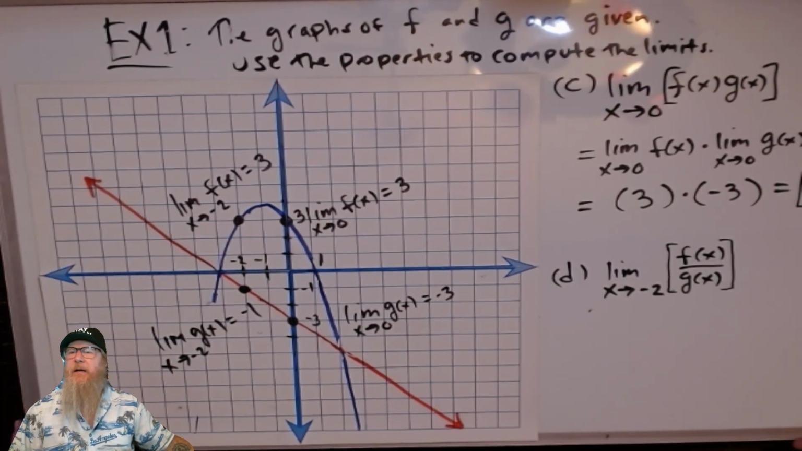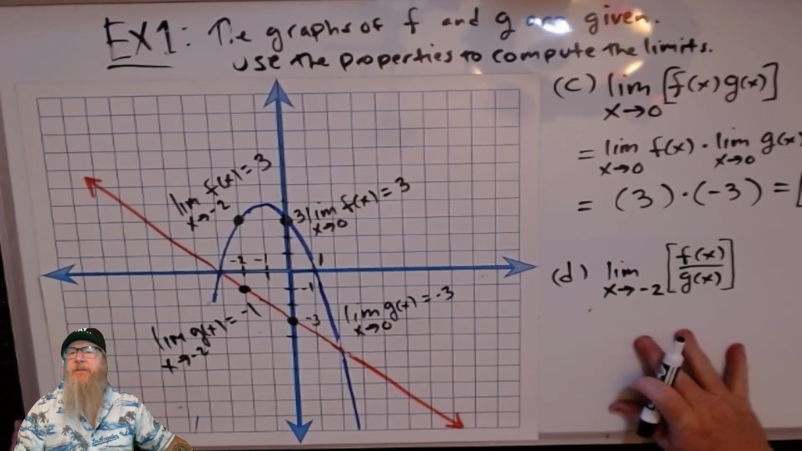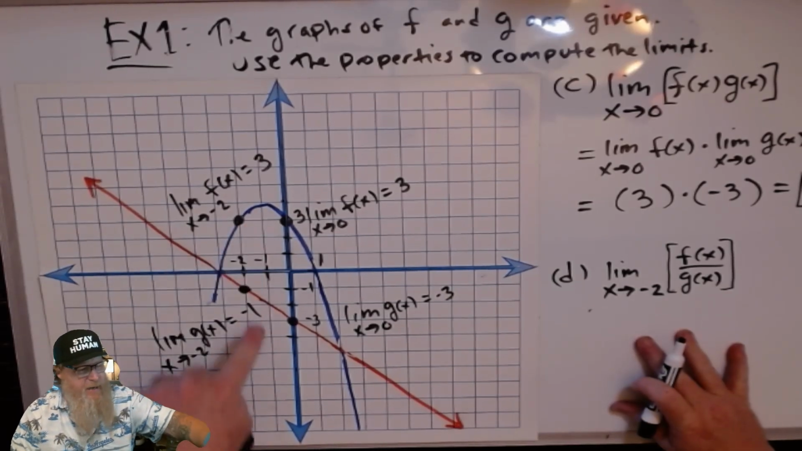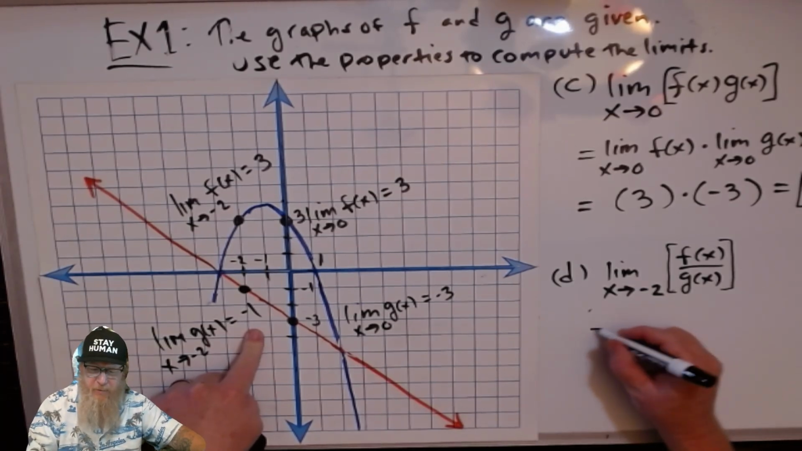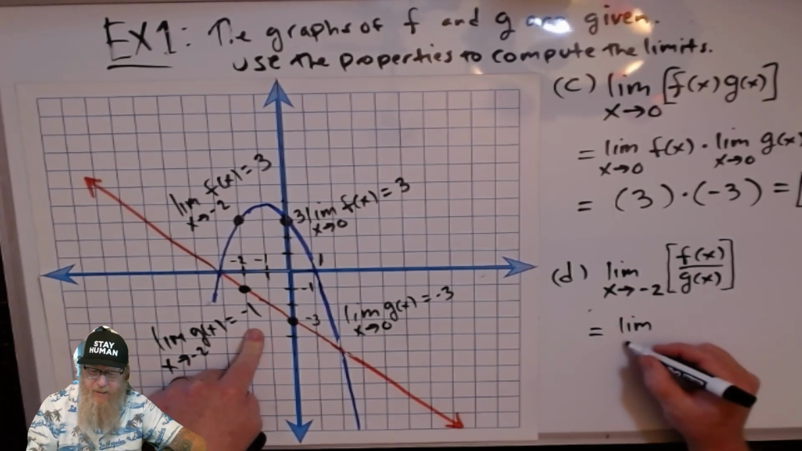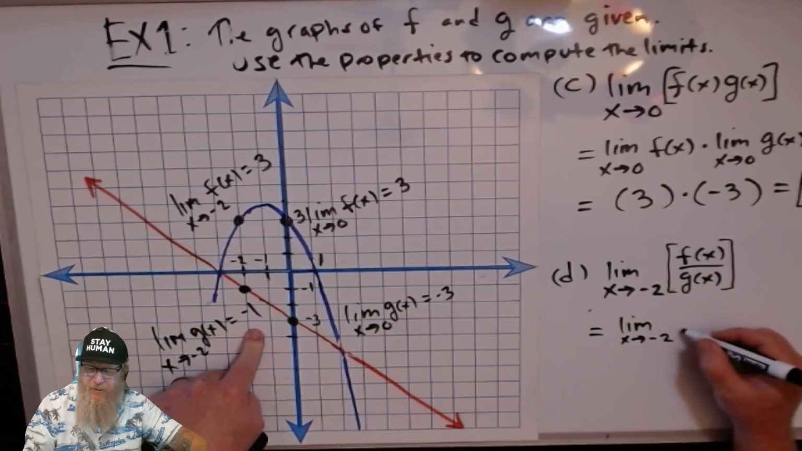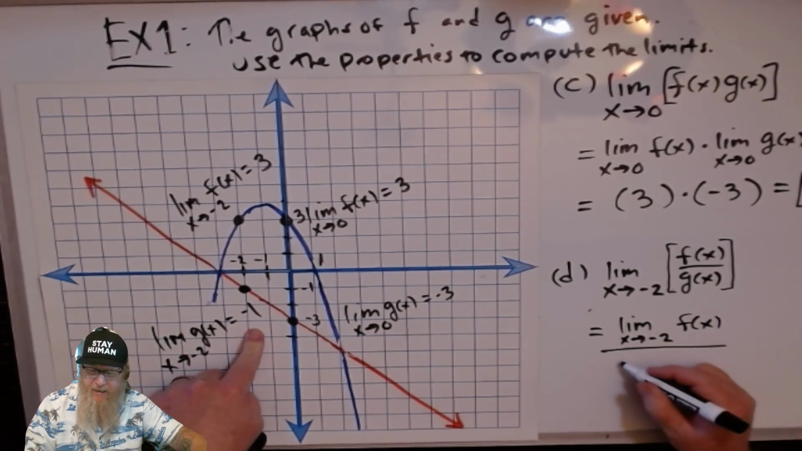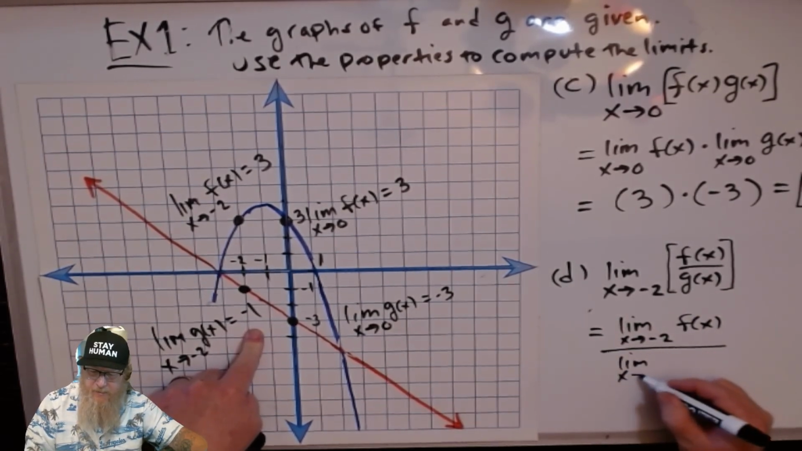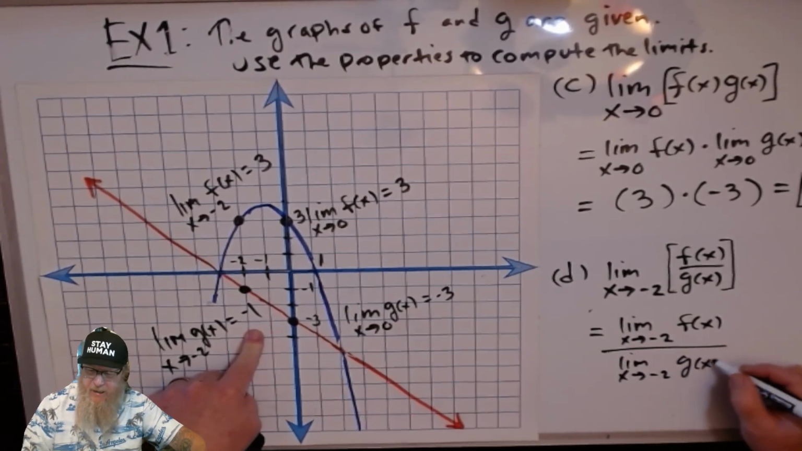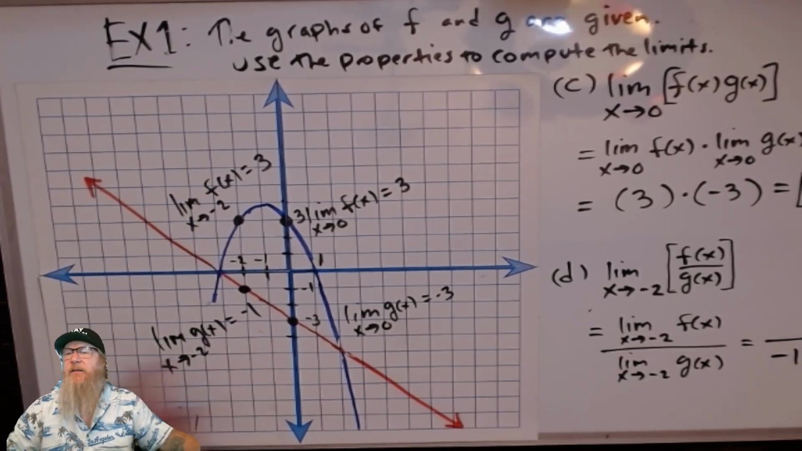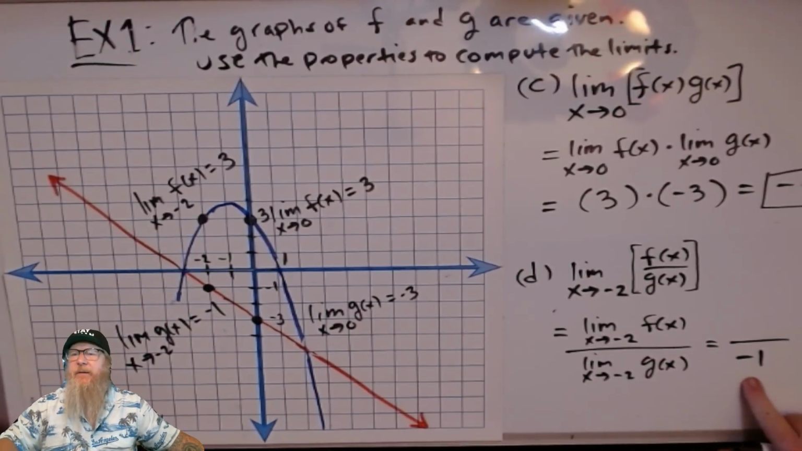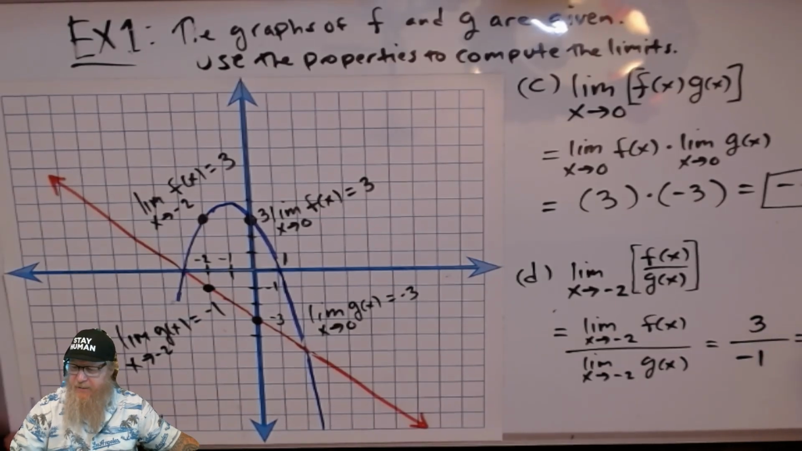Okay. So again, I probably could just jump to the answer. It's going to be 3 divided by -1. So I already know it's going to be -3. But just to show good form, I'm going to use the property: the limit as x goes to -2 of f divided by the limit as x goes to -2 of g. I do have to make sure g is not 0. It's not. It's -1. And then f is 3, and so the limit is -3.